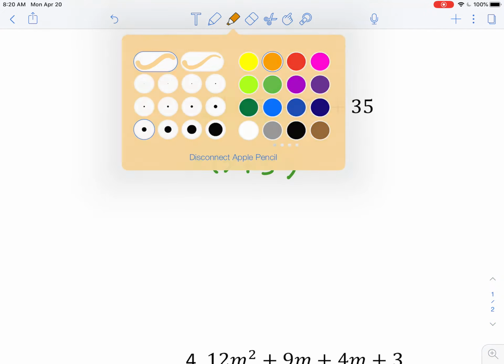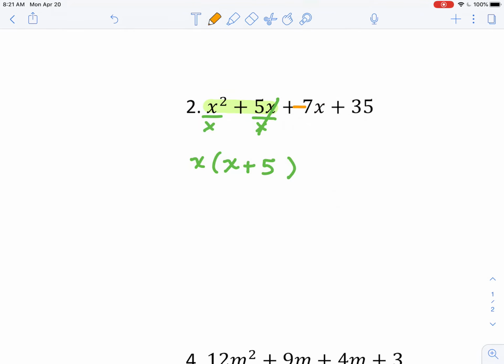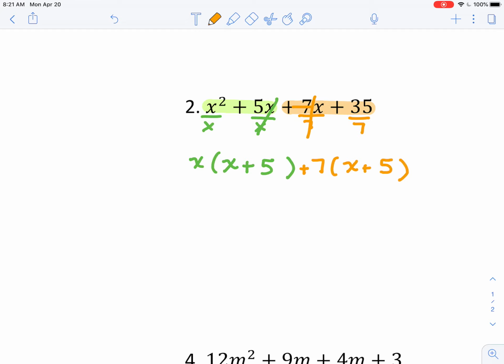Now when I look at my second set of terms, let's try that again. There we go. In my second set of terms, the greatest common factor is 7. So I'm going to factor out a positive 7. I need that plus sign there. I do that by dividing. 7x divided by 7 is just x, plus 35 divided by 7 is 5.